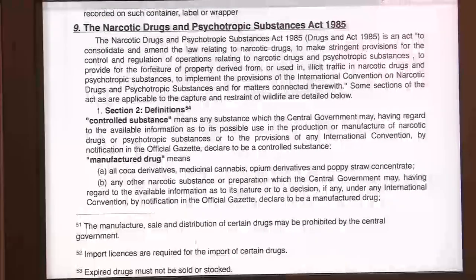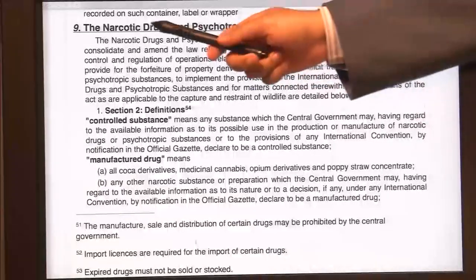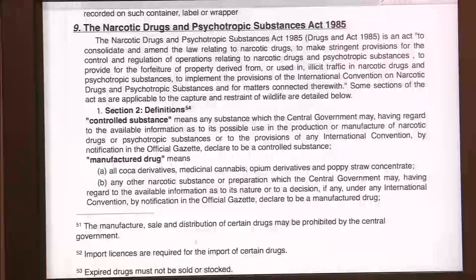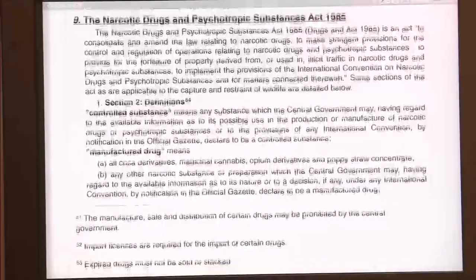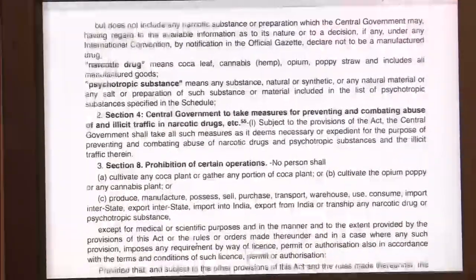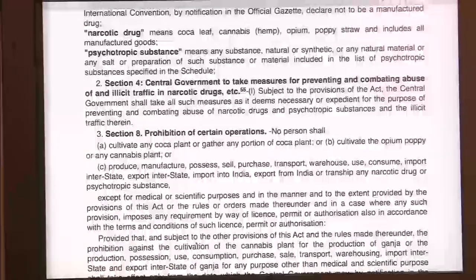Next important act is the Narcotic Drugs and Psychotropic Substances Act 1985. Now, why is this important? Because as we saw in the lecture on immobilization, narcotics are a very important category of drugs that we use for the immobilization of animals. This act talks about controlled substances and manufactured drugs. Narcotic drugs means coca leaf, cannabis, hemp, opium, poppy straw and includes all manufactured goods. So, essentially, all of the narcotic drugs that we use for wildlife are morphine or its derivatives, and morphine is derived from opium or poppy. So, basically all of these are included under this act.